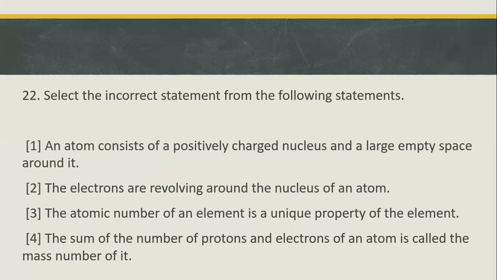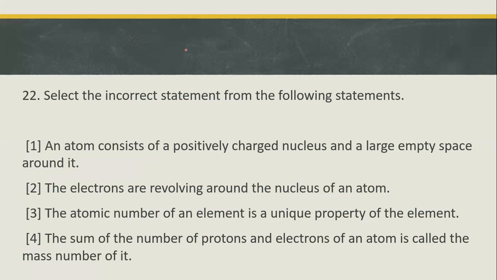Select the incorrect statement from the following statements. An atom consists of a positively charged nucleus and a large empty space around it. The electrons are revolving around the nucleus of an atom. The atomic number of an element is a unique property of the element. The sum of the number of protons and electrons of an atom is called the mass number.